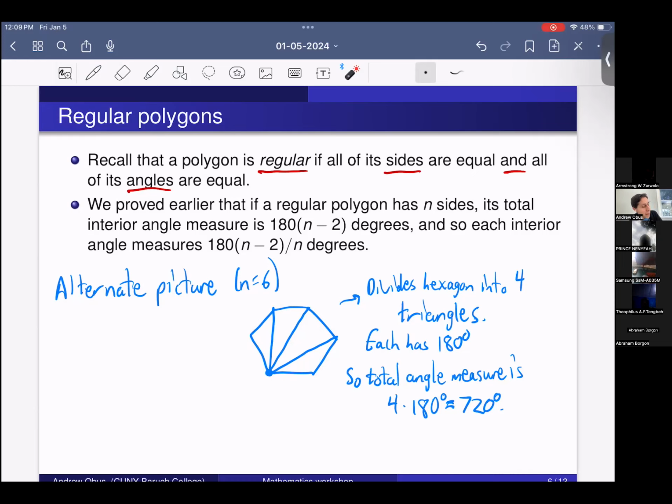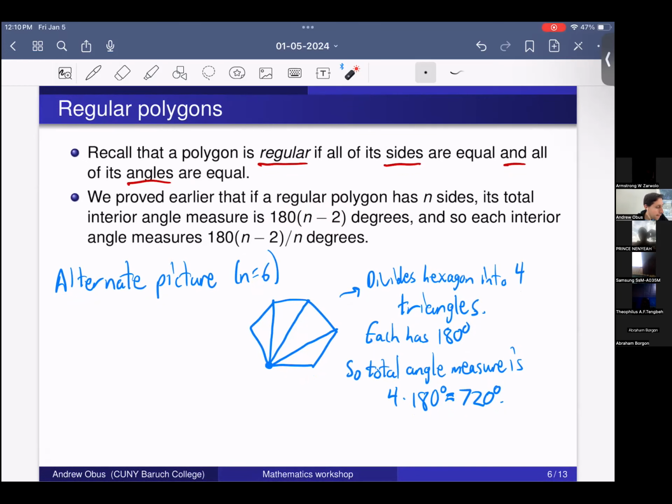So that's an argument telling you that if you have n sides in your polygon, then the number of triangles you're going to get from this process is always n minus 2, because you get 1 for each side of the polygon except for the 2 that are right next to the point. Each one will always have 180 degrees. So this is another justification that the total angles of a polygon with n sides are going to be 180 times n minus 2 degrees. I drew the picture with n equals 6, but this is another justification in general for why this is true.